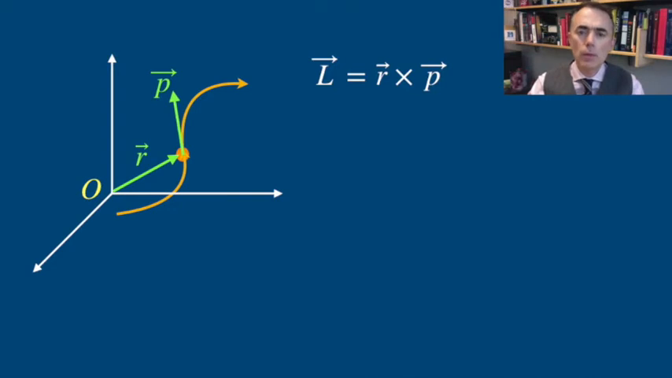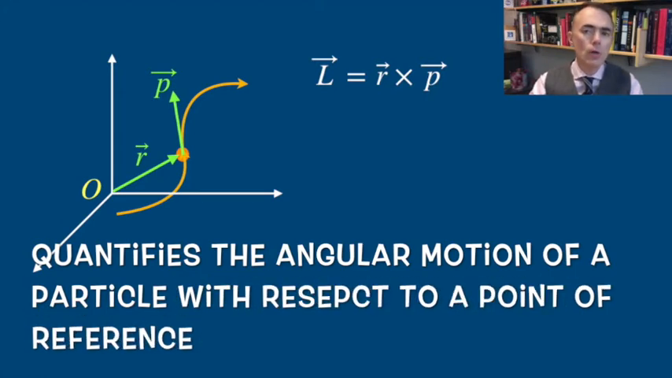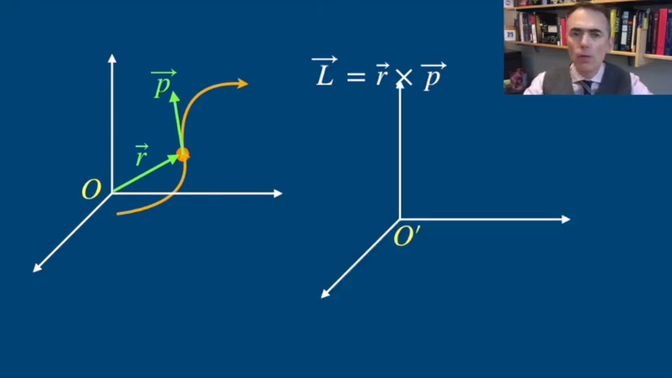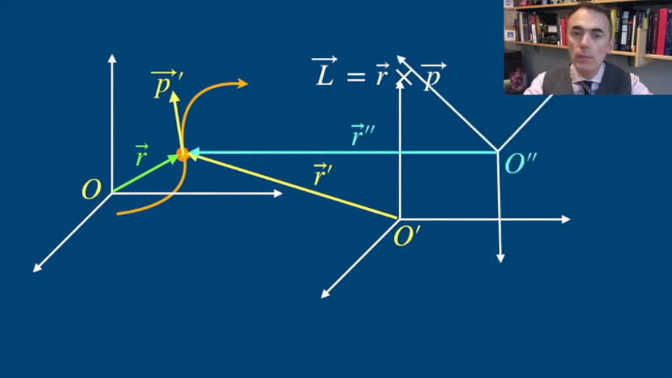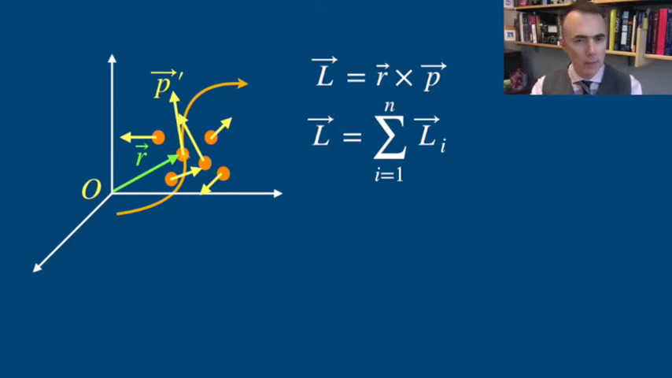Just as the linear momentum, this is a very useful magnitude. It quantifies the angular motion of an object with respect to a certain point. Look that, depending on the origin of coordinates you choose, the angular momentum can be different. Just as with linear momentum, we can calculate the total angular momentum of a system by adding the angular momentum of each element in the system.